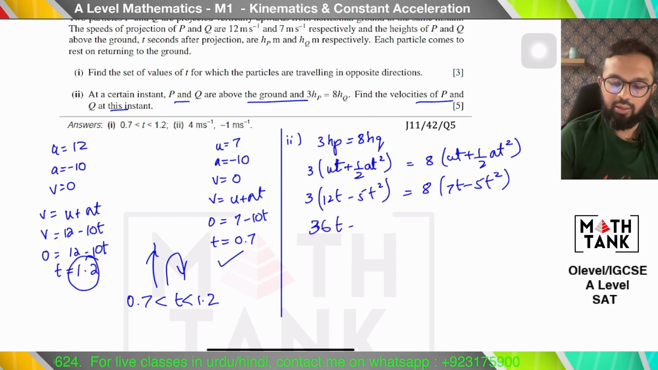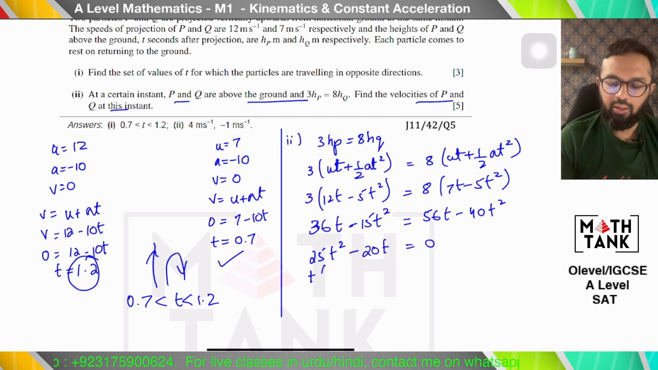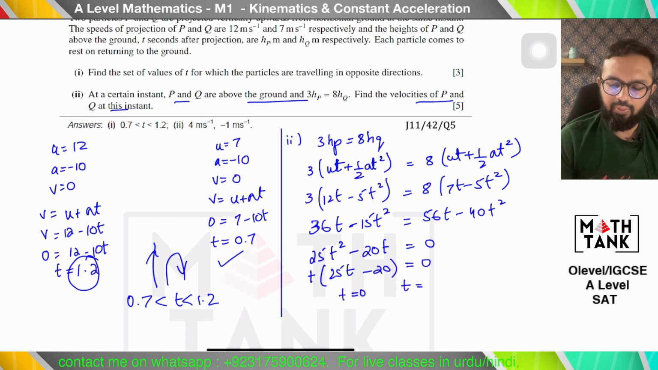36t minus 15t squared, 56t minus 40t squared. Let's gather everything on one side, so that gives me 25t squared minus 20t, t common. So t equals 0 or t equals 4 over 5.